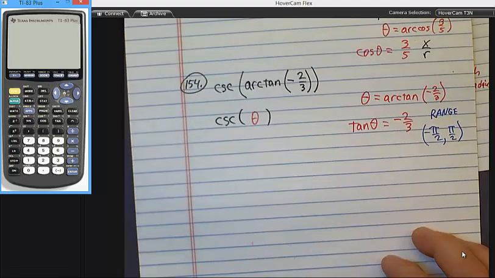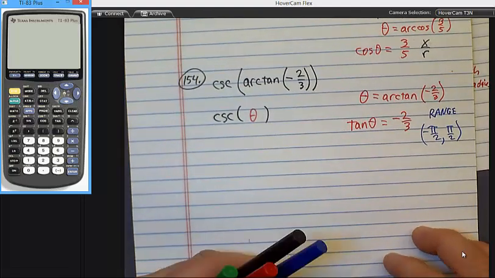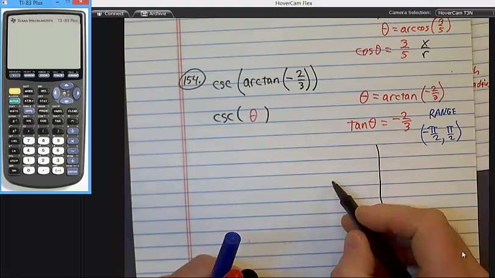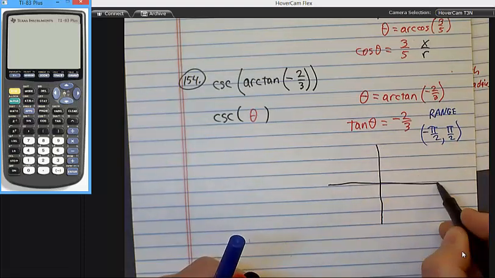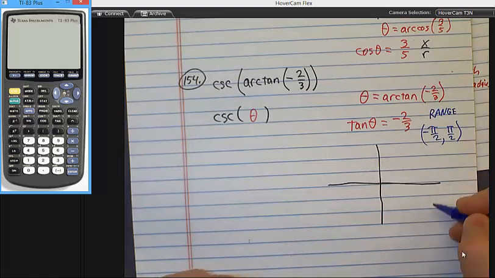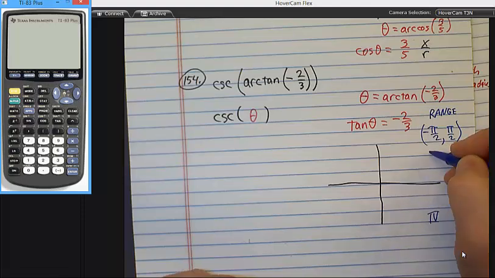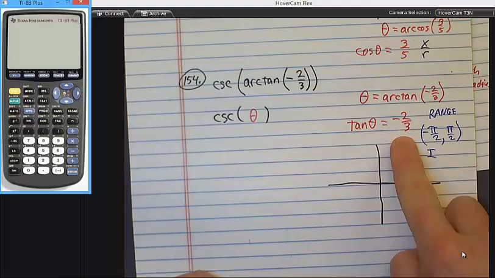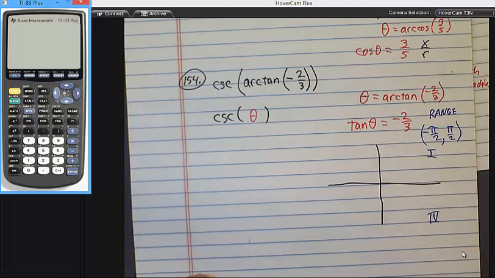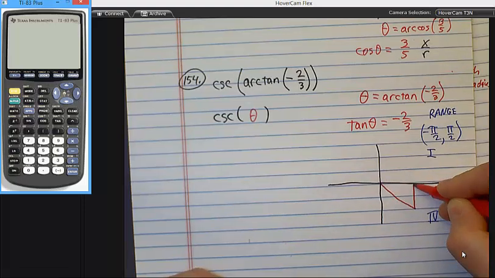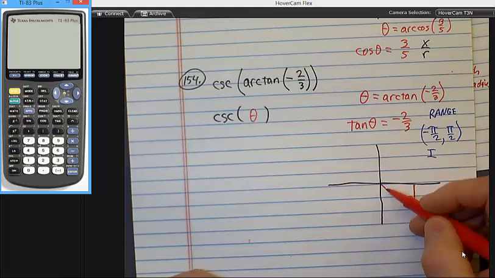So now I draw a picture. Which quadrants could the picture be in? Well, according to that range, we're either in quadrant 4 or in quadrant 1. Which quadrant do you guys think I'm in? 4. I agree, because it's negative. And so I need to draw a picture of this. So I draw my angle. I make my reference triangle.